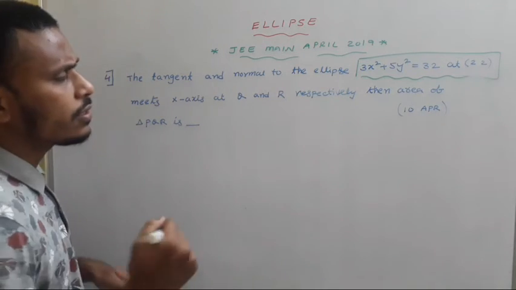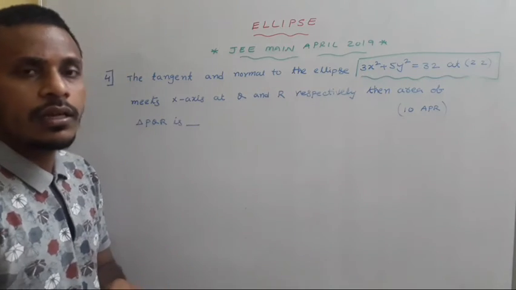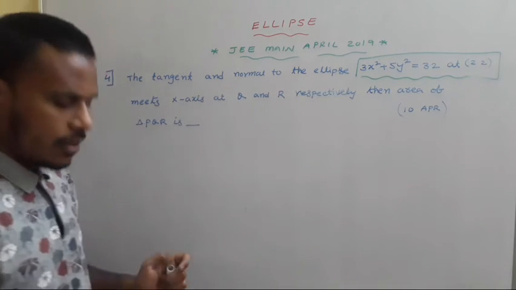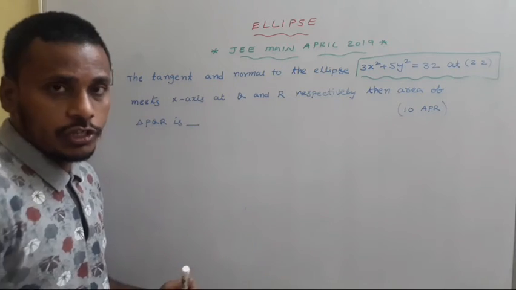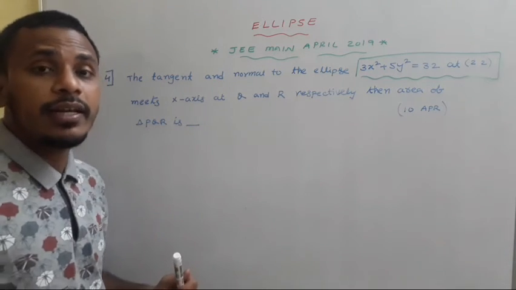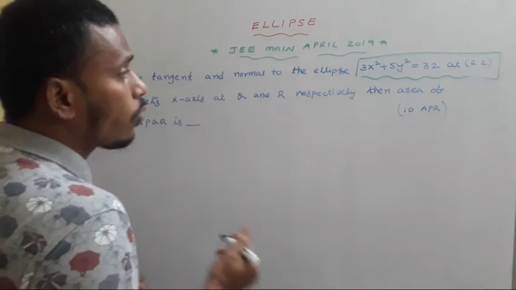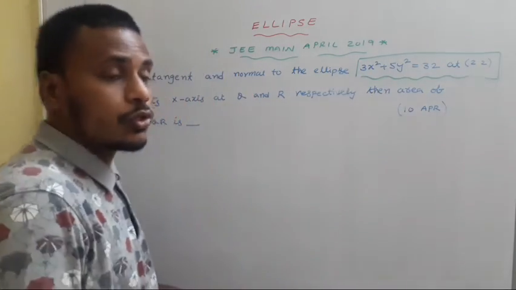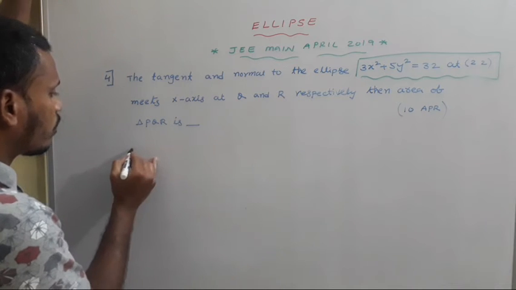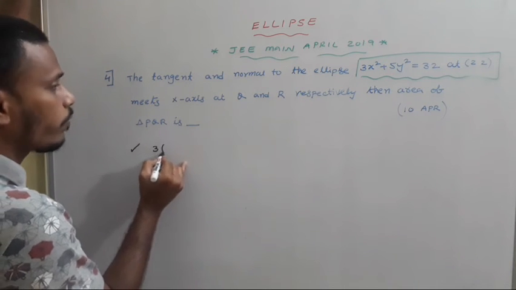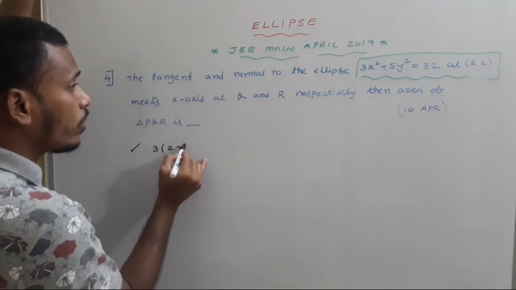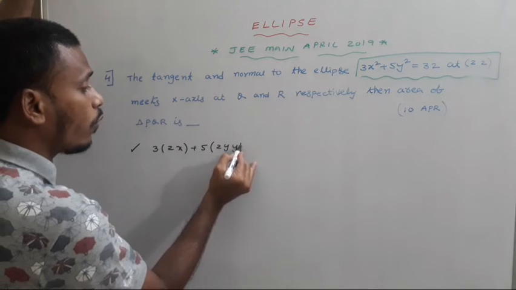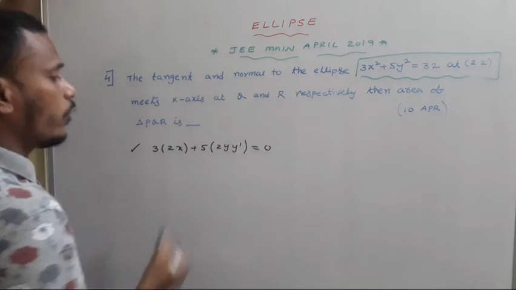One thing is you simply calculate the slope of tangent at the point for the ellipse. For that I am going with the differentiation method. You calculate dy by dx for the ellipse first. Since it is 3x² + 5y² = 32, if I differentiate, what will happen? 3 into derivative of x² is 2x, plus 5 into derivative of y² is 2y y', and derivative of 32 is 0.